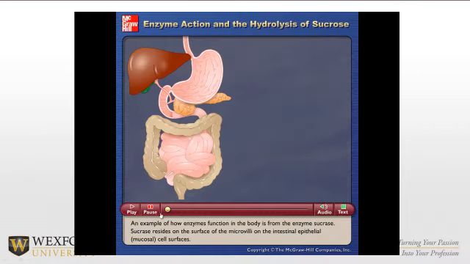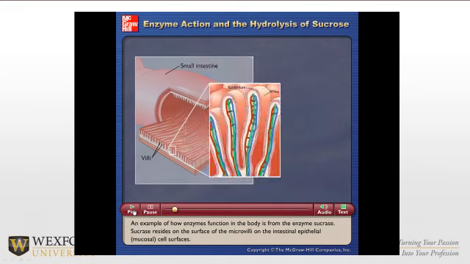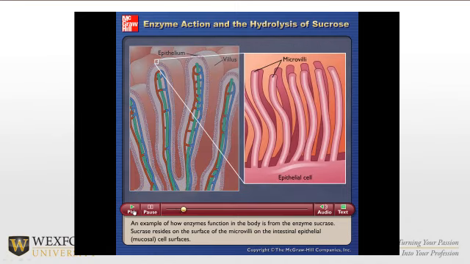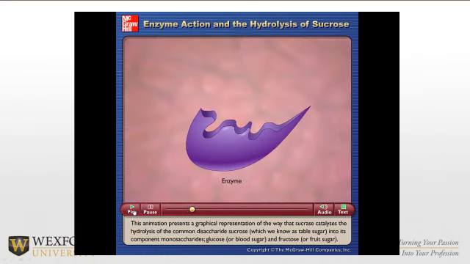So here's a quick example of how enzymes function, specifically breaking down table sugar, sucrose. An example of how enzymes function in the body is the enzyme sucrase. Sucrase resides on the surface of the microvilli on the intestinal epithelial mucosal cell surfaces. This animation presents a graphical representation of the way that sucrase catalyzes the hydrolysis of the common disaccharide sucrose, which we know as table sugar, into its component monosaccharides, glucose or blood sugar, and fructose or fruit sugar.